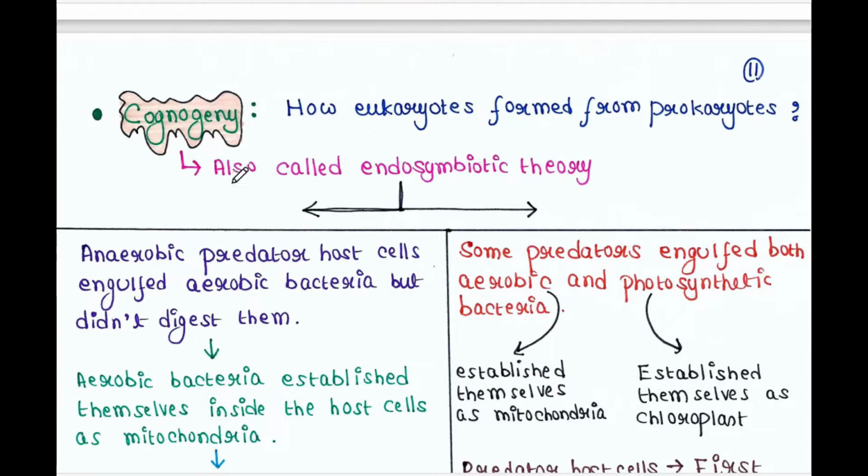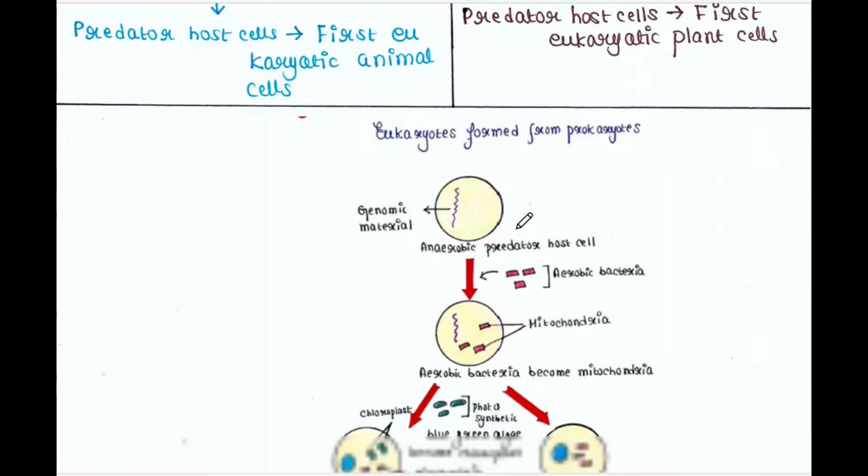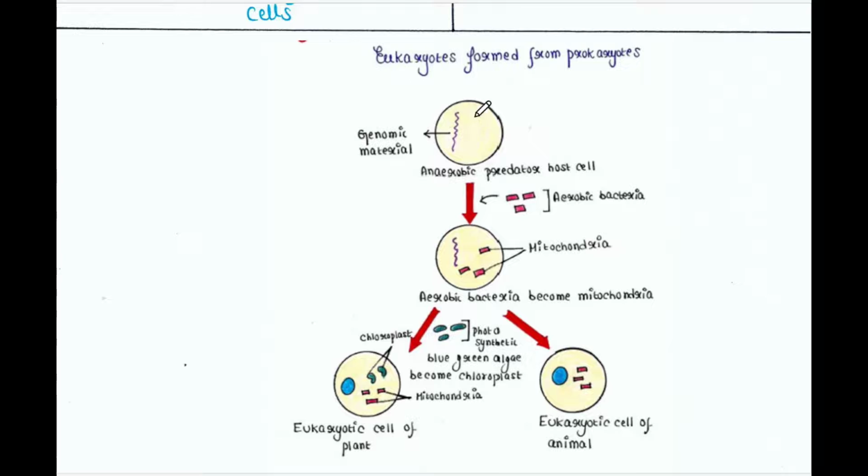Let's talk about cytogeny. This theory describes how eukaryotes formed from prokaryotes. This is also called endosymbiotic theory. According to this theory, certain anaerobic predator host cells engulfed aerobic bacteria and didn't digest them. The aerobic bacteria established themselves inside the host cell as mitochondria. Such predator host cells became the first eukaryotic animal cells. Let's see the text.